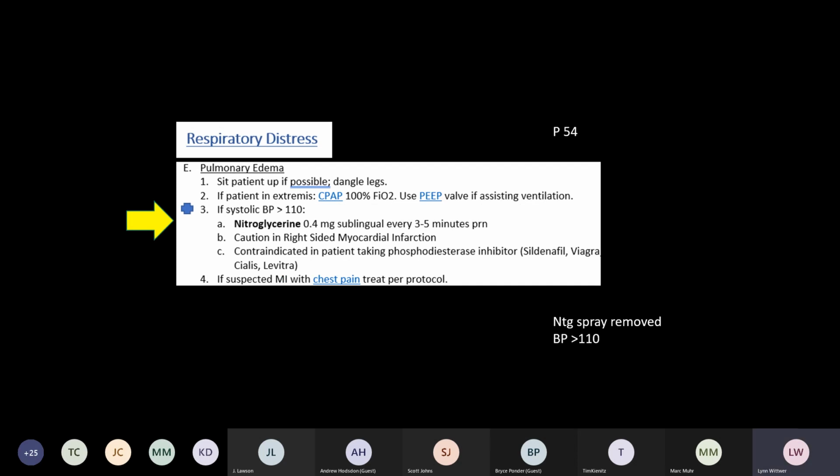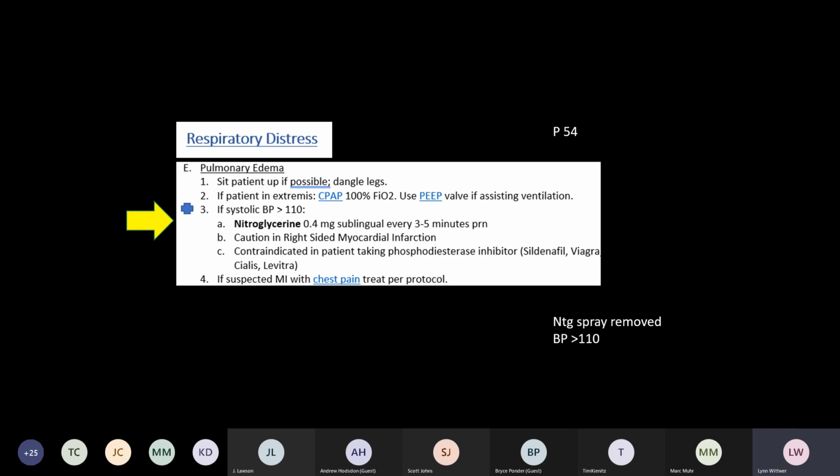Now, in pulmonary edema, set the patient up, let gravity help you, dangle legs if possible. We're not doing a rotating tourniquet. So if the patient is having significant difficulty with their respirations, use a CPAP, or if you're assisting ventilations, use the PEEP valve. And then nitroglycerin 0.4 sublingual every 3 to 5 minutes if their blood pressure is above 110.